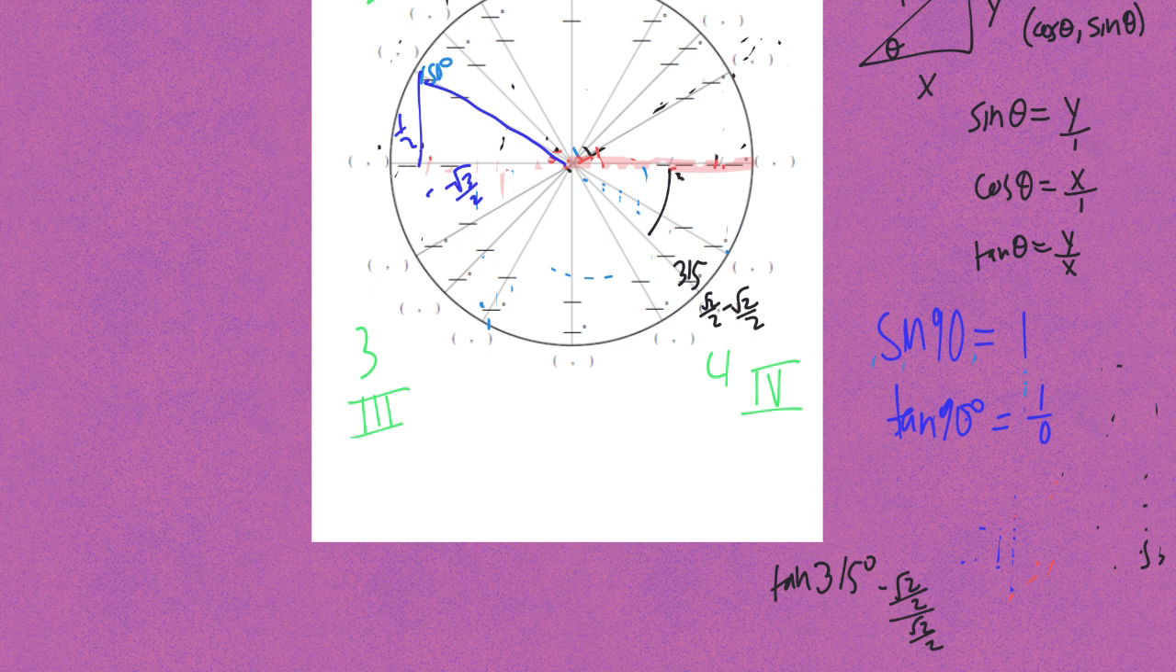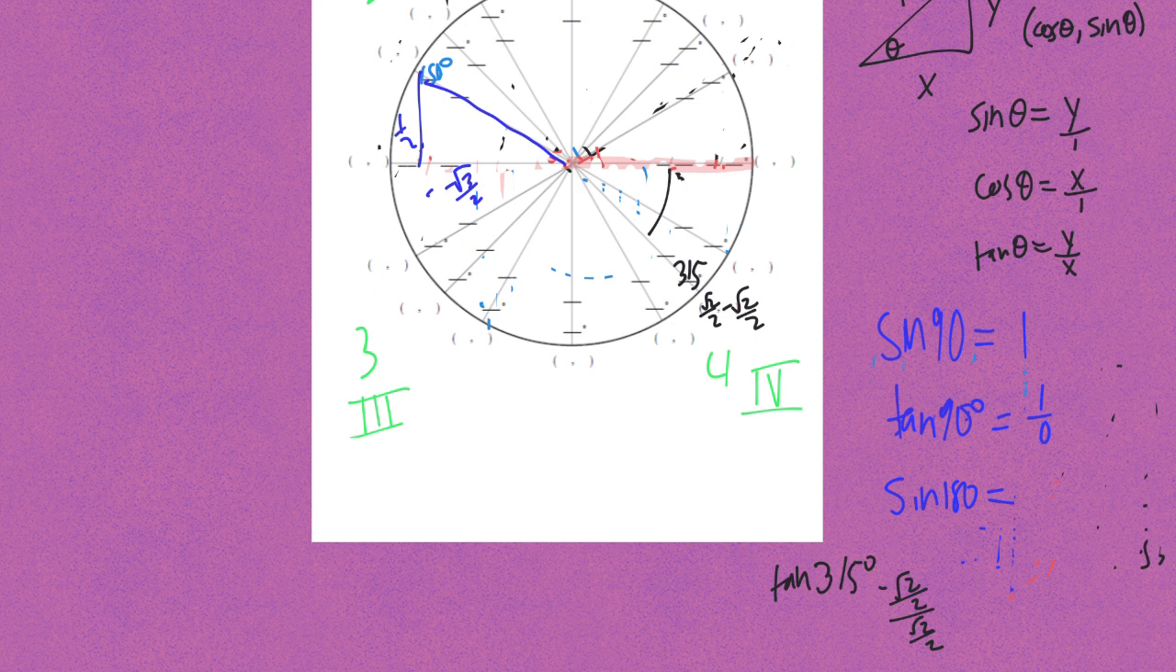What about 180 degrees? What's the sine there? Well, the sine at 180 degrees is going to equal the y coordinate, and so that's going to be 0. And then cosine is going to be -1, and tangent will be 0 because it's going to be the y over the x, so it'd be 0 over 1, which is 0.